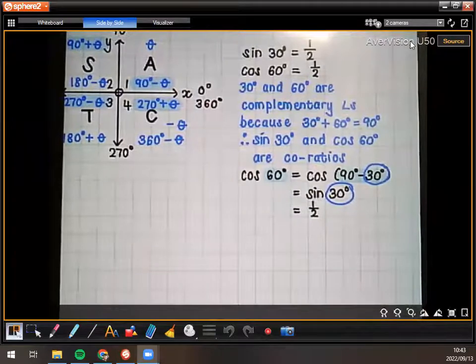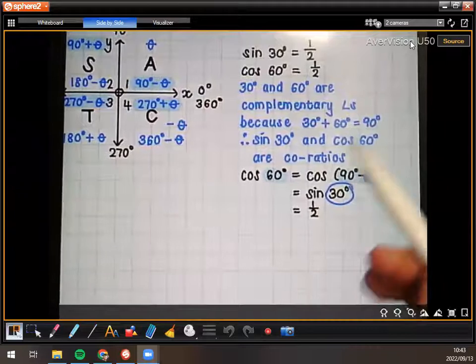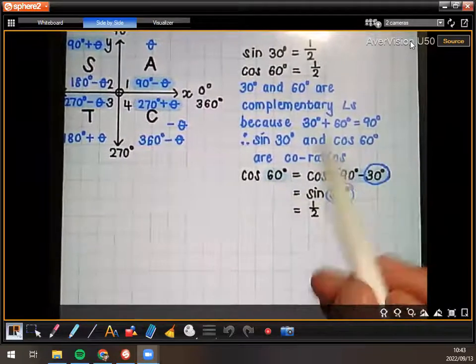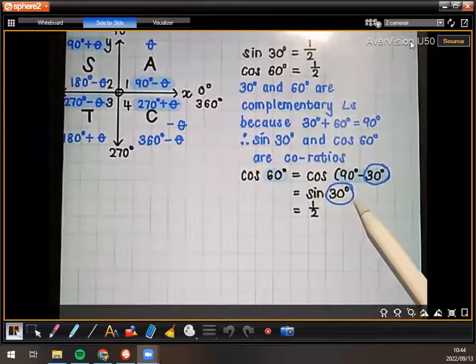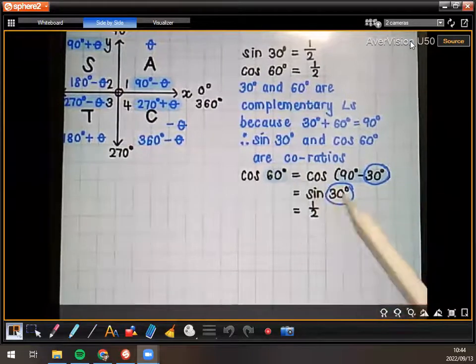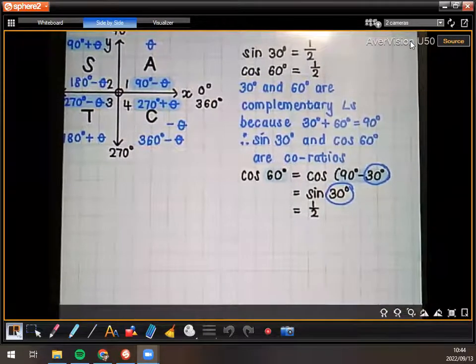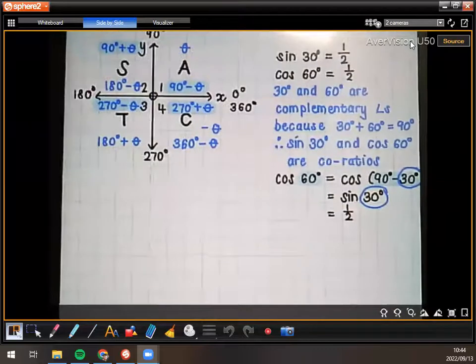Okay, you're probably confused at this point, don't worry. We're going to do more examples and then we'll see what we're going to do for this. But guys, what I want you to see is that cos of 60 is the same as sine of 30. And what is the relationship between 60 and 30 again? They add up to 90. Okay, we're going to look at some more examples quickly.